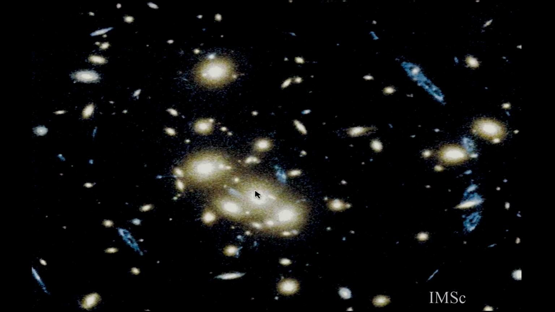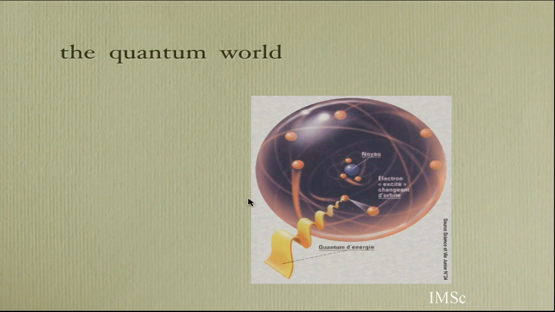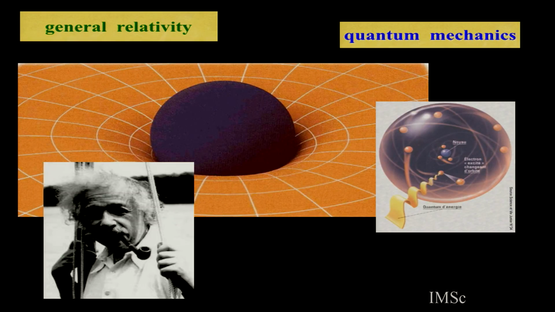Now we go to quantum mechanics, to the world of atoms. This is the quantum world. There is a totally different mechanics, quantum mechanics. So there are two big theories in the 20th century. Quantum mechanics for the infinitely small and general relativity for the infinitely big.